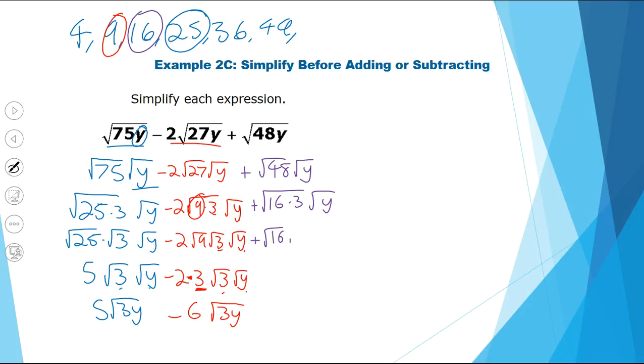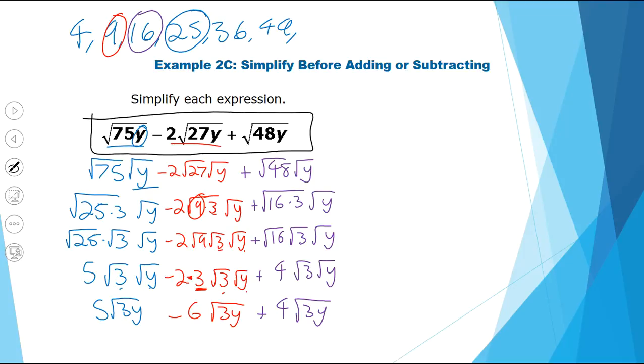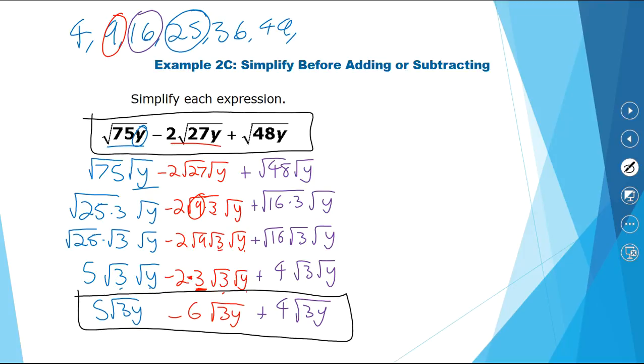The square root of 16, separate that from the 3. Of course, again, the y is still there, being its own separate thing. The square root of 16, I know, is 4. The square root of 3, I can't change. The square root of y, I can't change. So at the end of this, I have 4, and I can put the 3 and the y together in the same radical. So I've simplified all 3 terms. These 3 terms are the same as these 3 terms, but now these are the simplified versions of each of them.